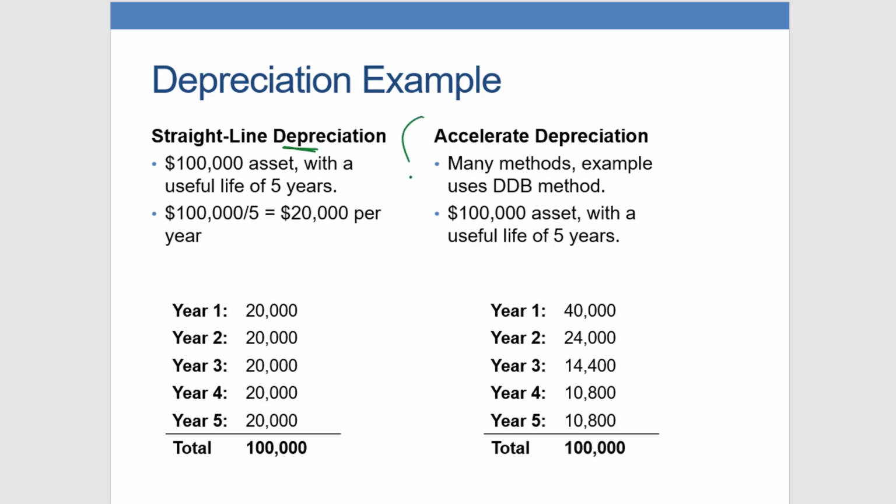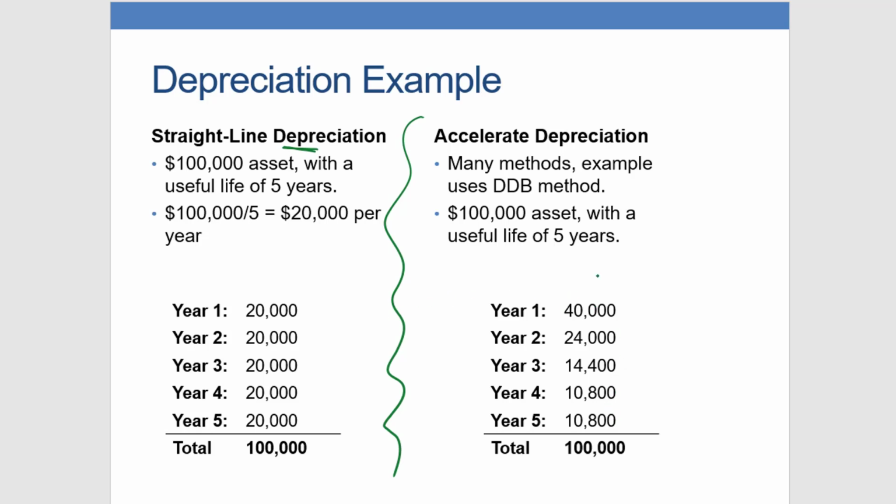Another way they could do it, because there's different methods, is they could say, okay, let's say the first year we're going to take a big amount. We're going to take $40,000 in depreciation. When I drive my nice car off the lot, it's going to depreciate significantly, right? They always say that your car is going to be worth so much less as soon as you drive it off the lot. So let's take that into account. So let's say year 1, the depreciation is $40,000, year 2, 24, year 3, 14, 4, 10,800, and then 10,800.